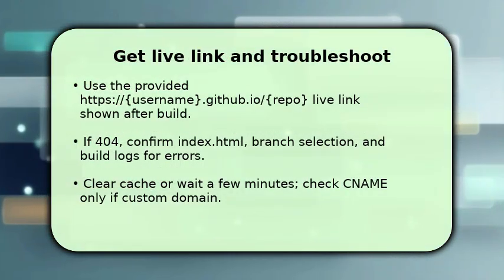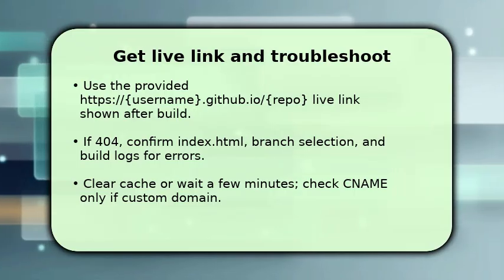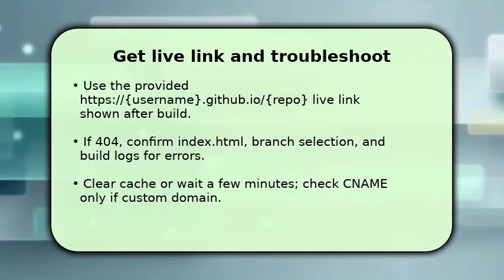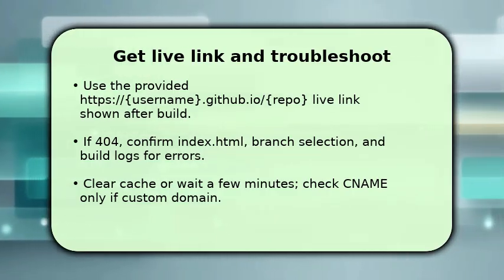If you see a 404 or old content, make sure index.html exists at the chosen source and the correct branch was selected, then inspect the build logs for asset or Jekyll errors. Also clear your browser cache or wait a few minutes for propagation. If you used a custom domain, verify the CNAME and DNS settings.